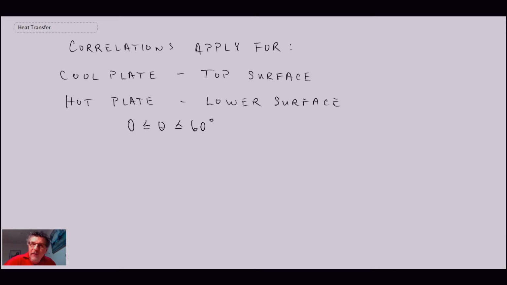Another thing that we do, though, when we use the correlations that we've looked at for the heated vertical plate, is we make a substitution for the gravitational constant, and that substitution is g cos theta, for either the top surface or the lower surface. So in the Rayleigh number or the Grashof number, we have the gravitational constant. We make that substitution. So with that, which correlations will apply? Well, any of the ones that we looked at for the vertical heated plate. So I'll just write those out.